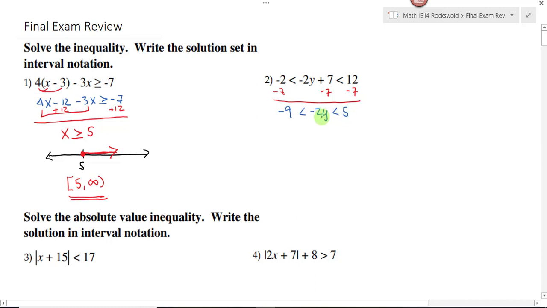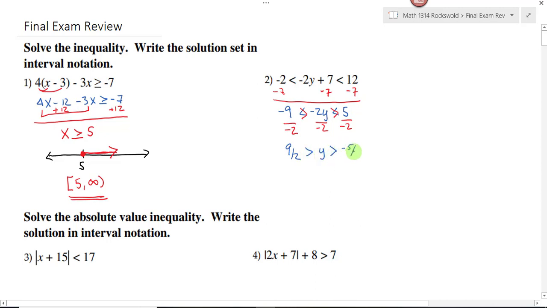How do I get the y by itself now? Divide all 3 parts by negative 2, but when I divide by a negative, what do I have to remember to do? Flip the inequality. So when I do that, negative 9 divided by negative 2 is 9/2 is greater than y is greater than negative 5/2.